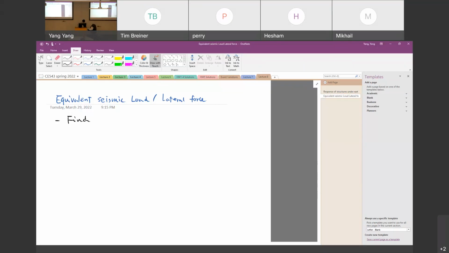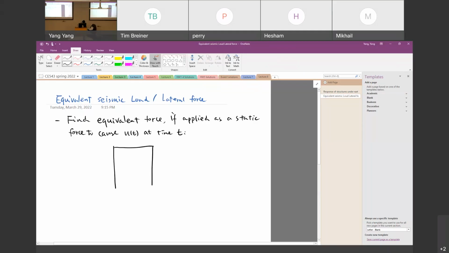That is defined as finding the equivalent force, which if applied as a static force equals the dynamic response of this structure.